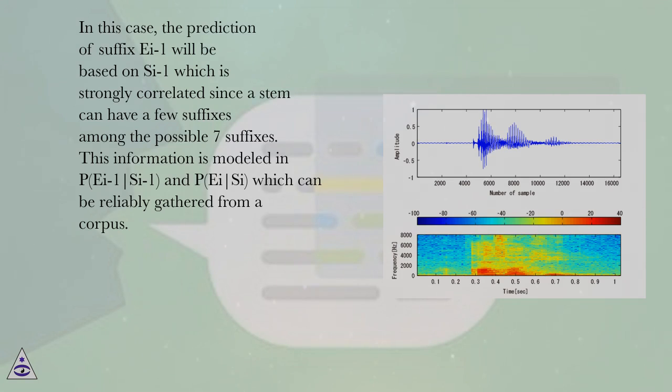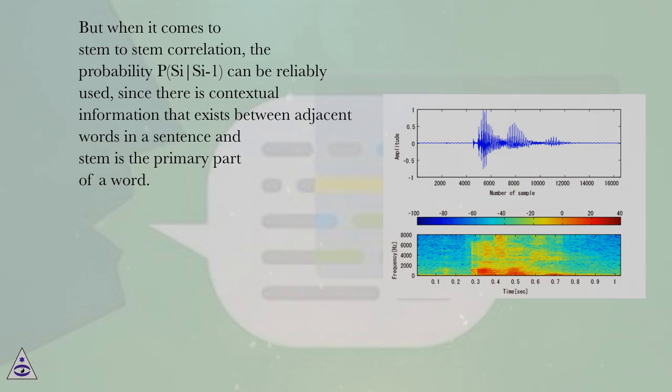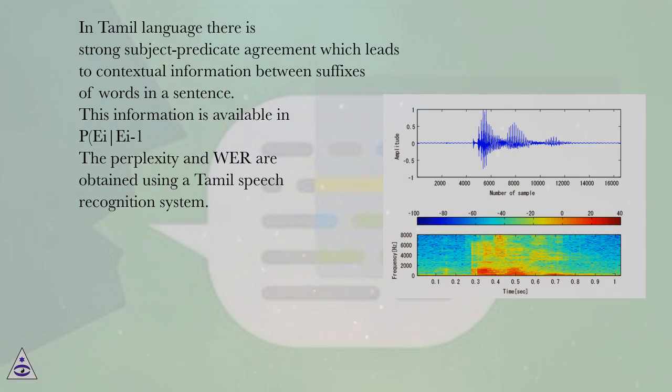This information is modeled in P(A1 | C1) and P(A | C), which can be reliably gathered from a corpus. However, the correlation between stem C and the suffix of the previous word A1 is weak, because the suffix bears very little information of the next word in a sentence. But when it comes to stem correlation, the probability P(C | C1) can be reliably used, since there is contextual information that exists between adjacent words in a sentence and stem is the primary part of a word. In Tamil language there is strong subject-predicate agreement which leads to contextual information between suffixes of words in a sentence. This information is available in P(A | A1).